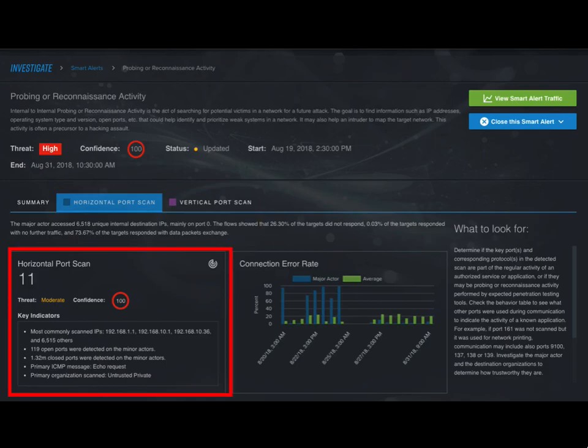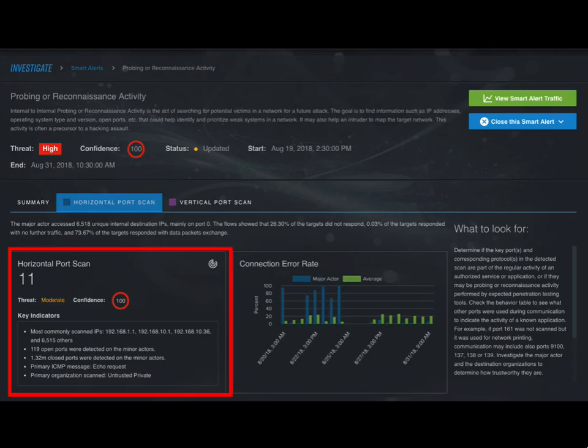Determine if the key ports and corresponding protocols in the detected scan are part of the regular activity of an authorized service or application, or if they may be probing or reconnaissance activity performed by expected penetration testing tools. Check the behavior table to see what other ports were used during communication to indicate the activity of a known application. For example, if port 161 was not scanned but it was used for network printing, communication may include also ports 9100, 137, 138 or 139.